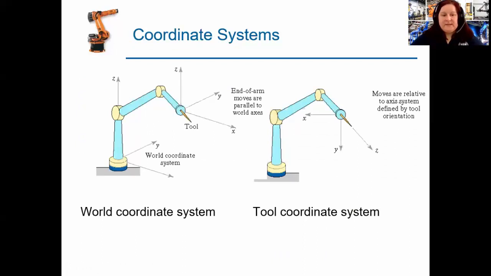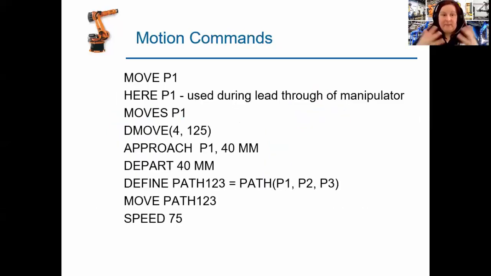So in terms of coordinate systems, we have two different. We have the world coordinate system, which is the one that we usually attach to the base. You will see the end of the arm moves are parallel to the world coordinate system axes. Or we have the tool coordinate system, whose moves are relative to axis systems defined by the tool orientation. So you see it's different how we define the coordinate system for calculations. Are we thinking about the base, or are we thinking about the end where we're trying to go with our robot?